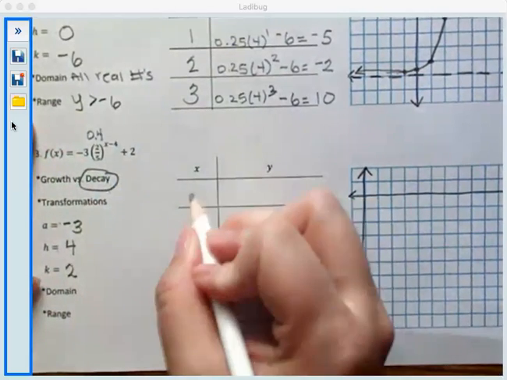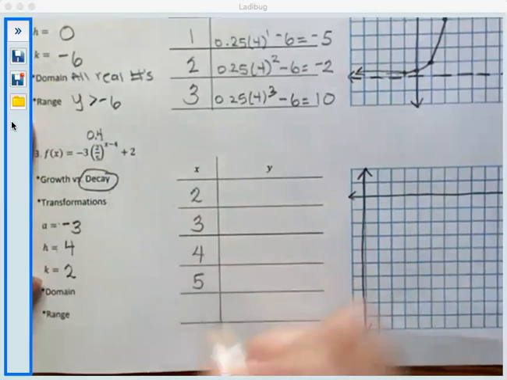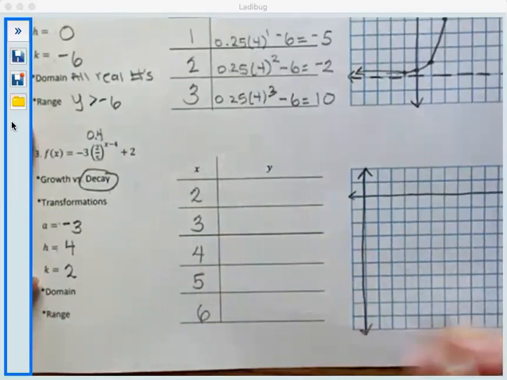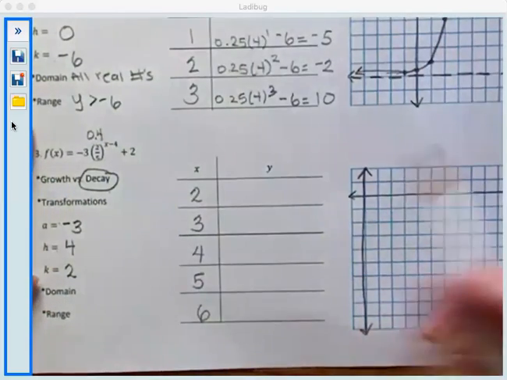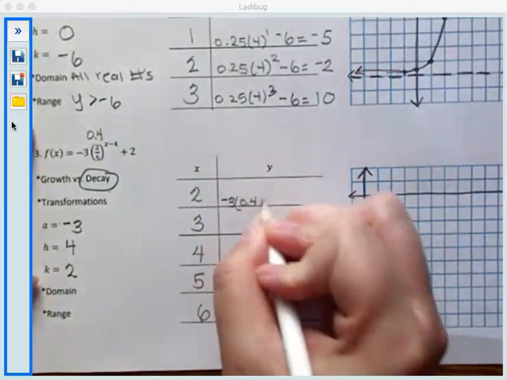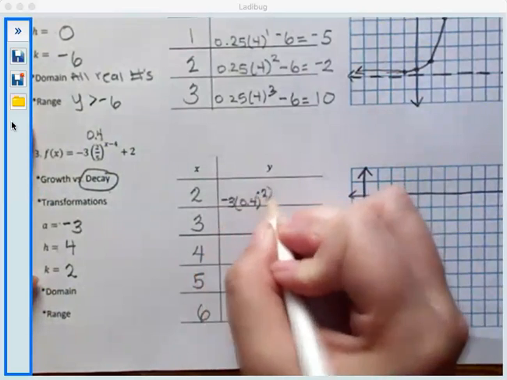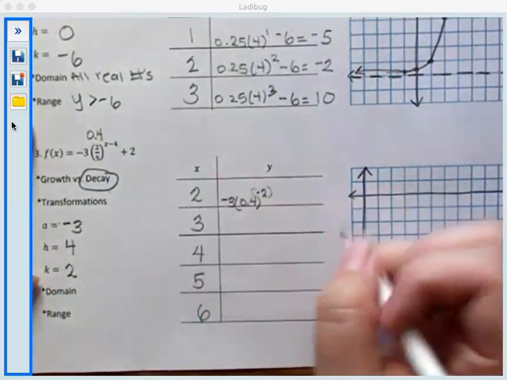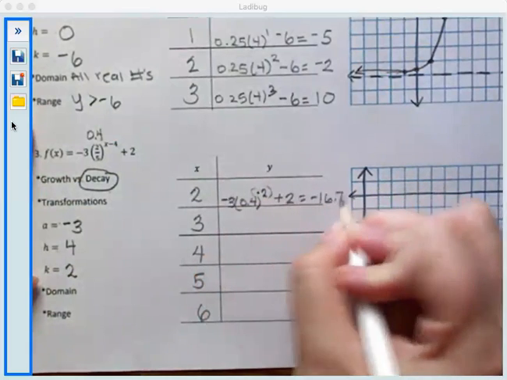So this one I used slightly different values just so we can actually get it on our graph, because if it's not on your graph, it's going to be pretty hard to graph these numbers. They're very small numbers. So for 2, I had -3 times 0.4 to the -2 power, because 2 minus 4 is -2, plus 2, and I got -16.75.